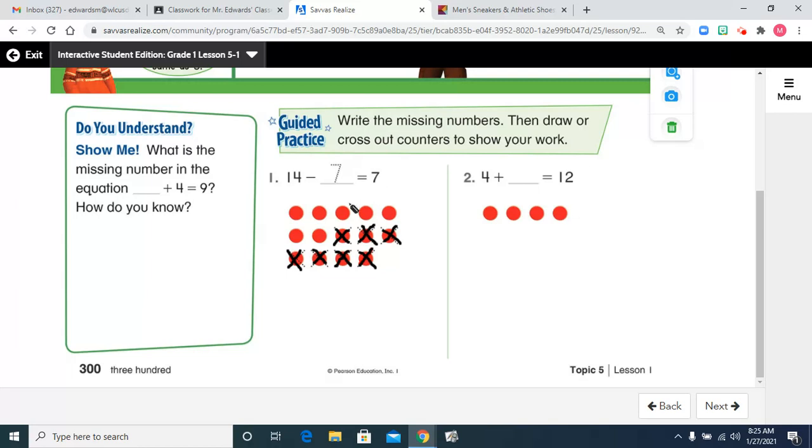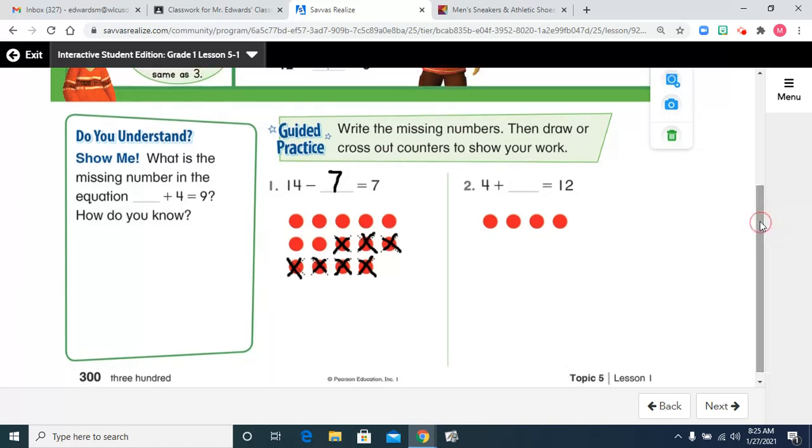But there should be 7 left. So let's count and see if there's 7 left. 1, 2, 3, 4, 5, 6, 7. Yes, there's 7 left. So they knew that 14 minus 7 equals 7. All right, try number 2 on your own, and we'll go through it here in a minute.